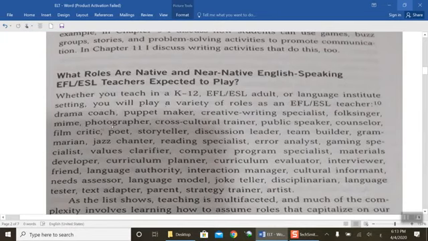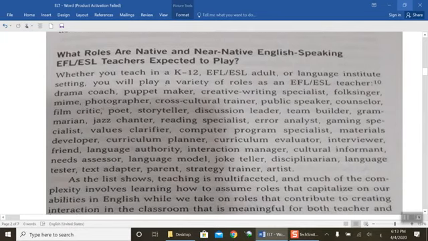What are the roles? Here we have so many roles. You can just read and understand the roles, very easy. For example, you can be a drama coach. You see here the teacher's roles.